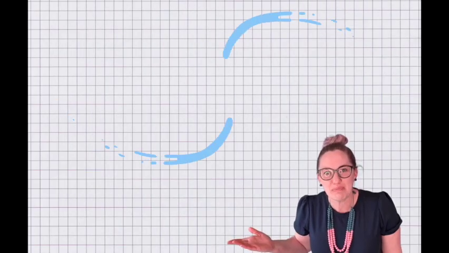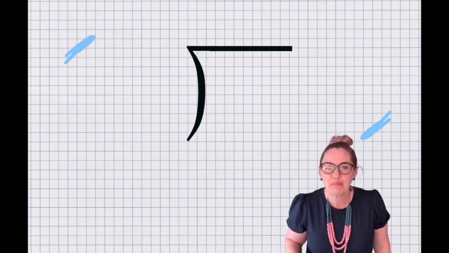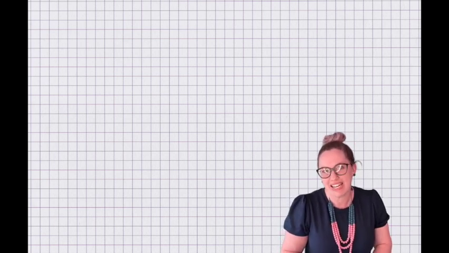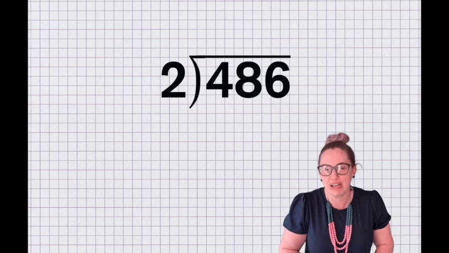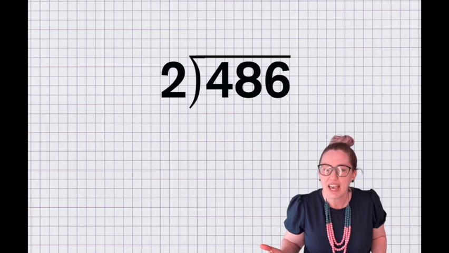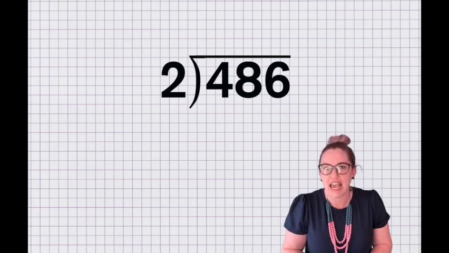This division symbol is especially useful when working with larger numbers because it gives us a bit more room for our working out. Let me show you some examples. Let's say we have 486 and we're dividing it by 2. That means we've got 486 of something and we're splitting it into 2 groups. So we're finding out how much in each group.